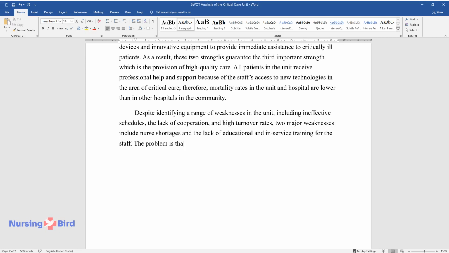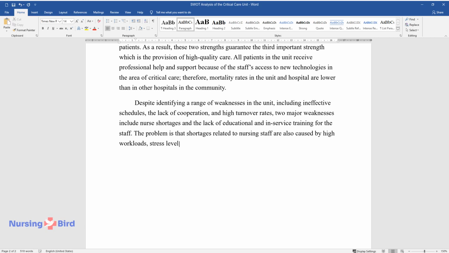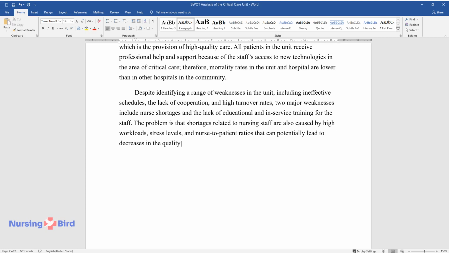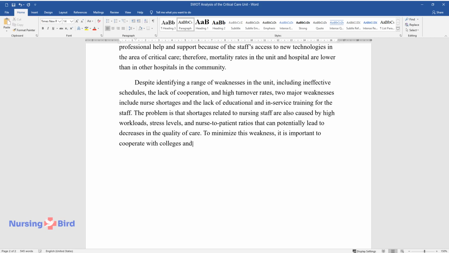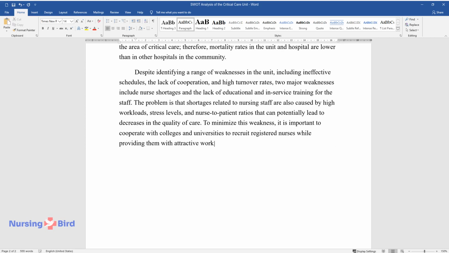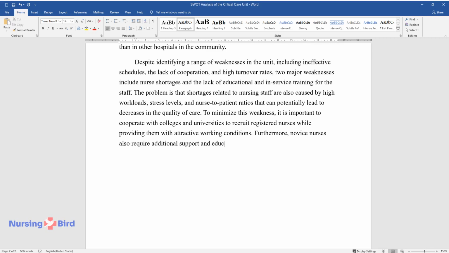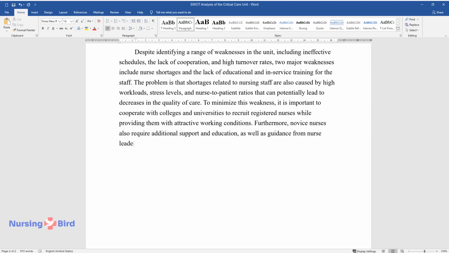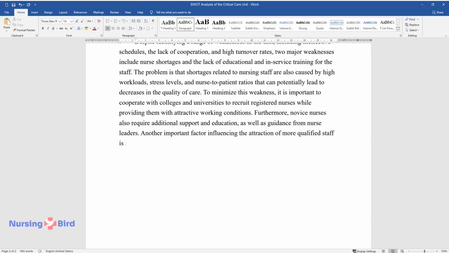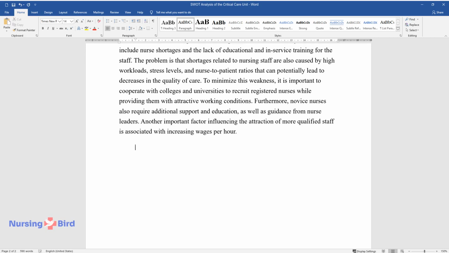The problem is that shortages related to nursing staff are also caused by high workloads, stress levels, and nurse-to-patient ratios that can potentially lead to decreases in the quality of care. To minimize this weakness, it is important to cooperate with colleges and universities to recruit registered nurses while providing them with attractive working conditions. Furthermore, novice nurses also require additional support and education, as well as guidance from nurse leaders. Another important factor influencing the attraction of more qualified staff is associated with increasing wages per hour.